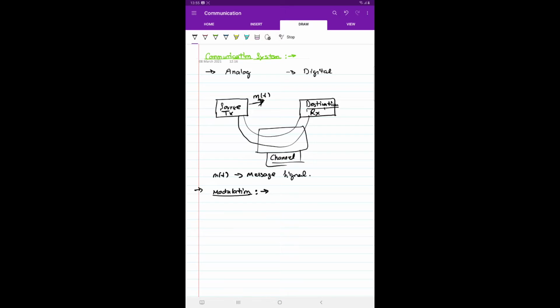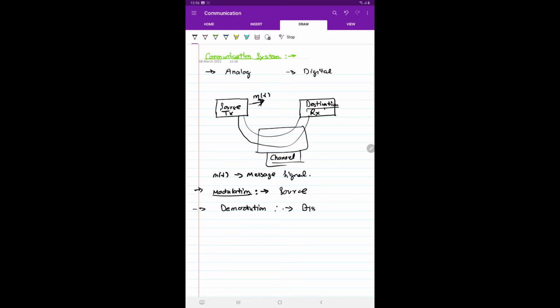So at the transmitting end, the message is converted from one form to another form so that it can be transmitted over the channel, and we call this process modulation. This will happen at the source. Demodulation will happen at the destination.